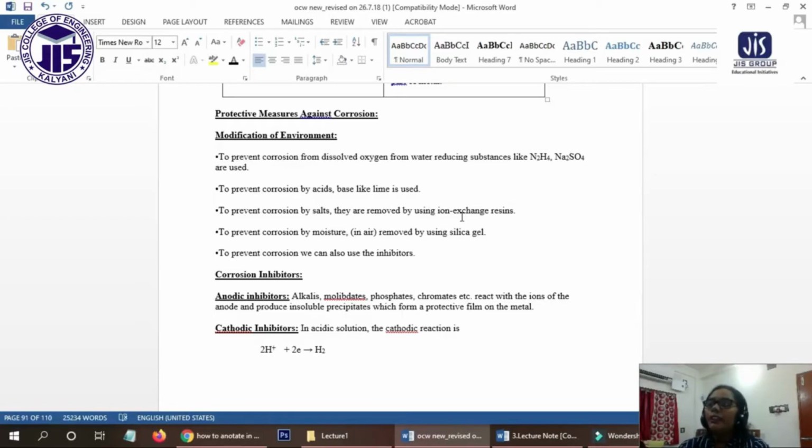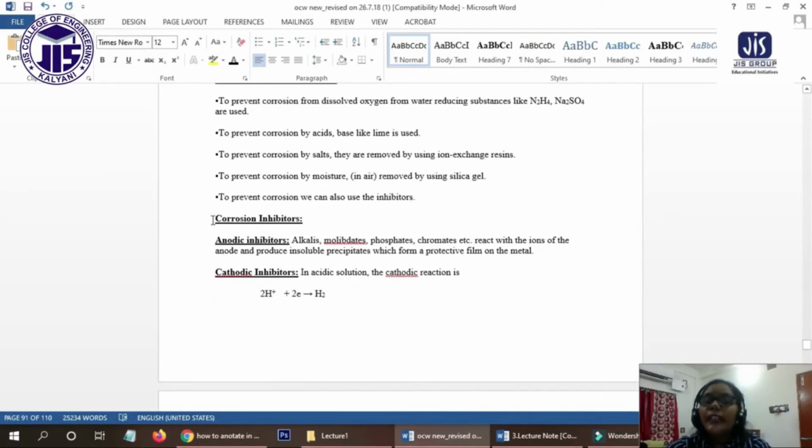Or if we have an acid environment, in this environment the corrosion process will take place, right? So to decrease the rate of corrosion, we can use a base, right? So to remove that acid, thus we can modify our environment to reduce the rate of the corrosion and to protect the metals from the corrosion process.